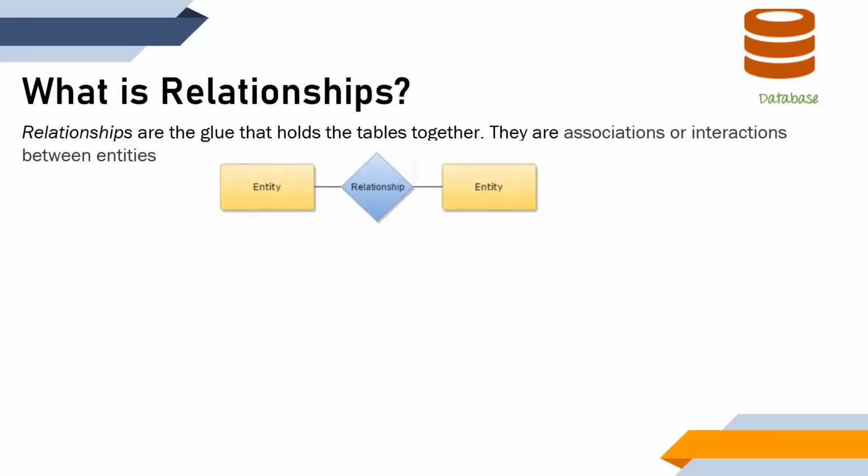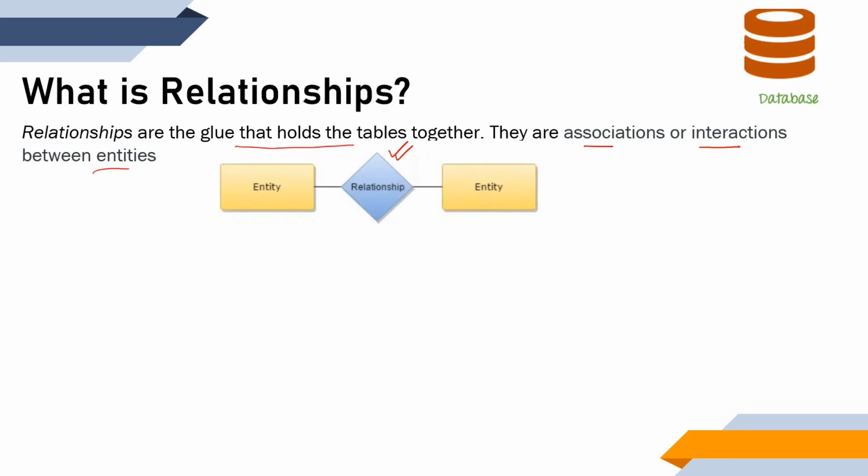Then what is relationship? Because without relationship, if all data items are existing in the database in a singular manner, then there is no point of creating a database, right? Because database contains related data. So how will the relationship be shown? Relationships are nothing but the glue that holds the tables together. They are the association or interaction between entities. So this relationship is shown by this diamond structure.